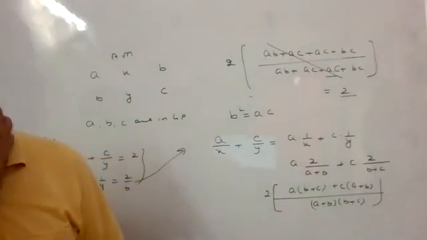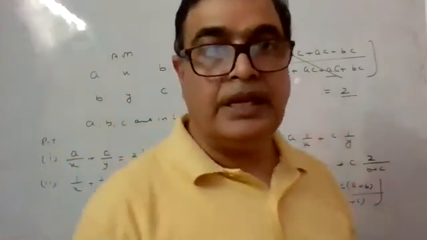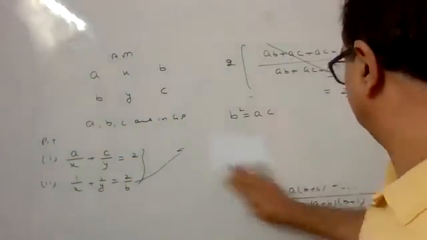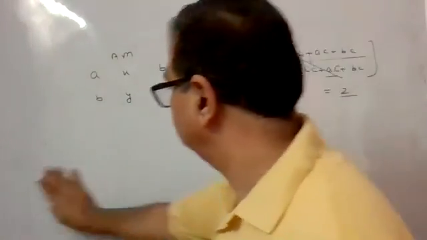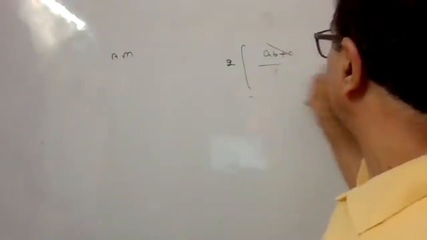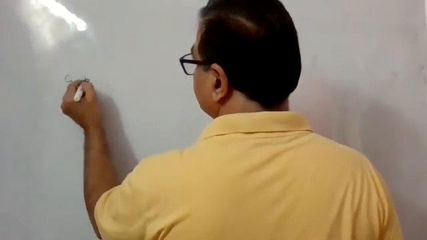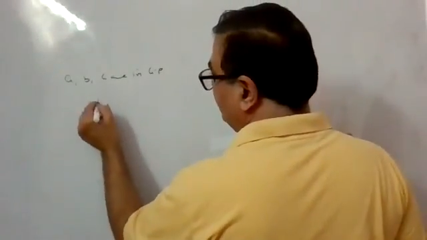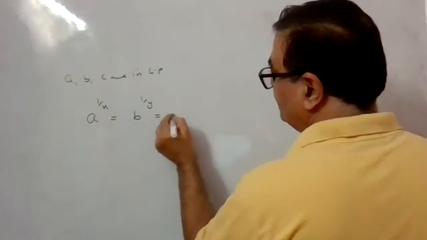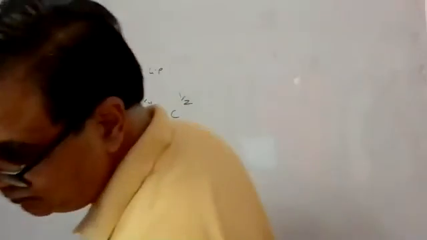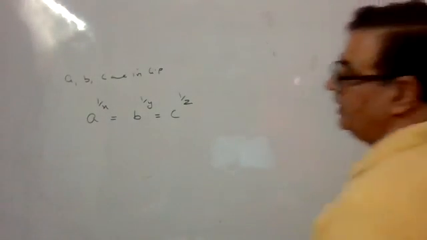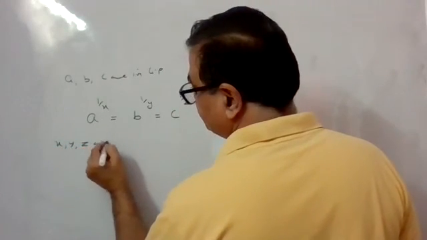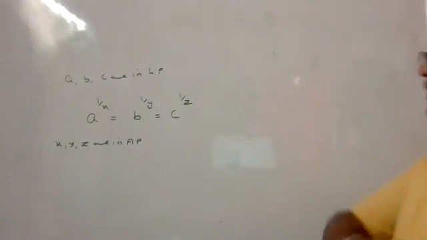Next question, write it down please. A, B, C are in GP, and A power 1 by X will be equal to B power 1 by Y equal to C power 1 by Z. The question is, prove that X, Y, Z are in AP. This is the question we have.